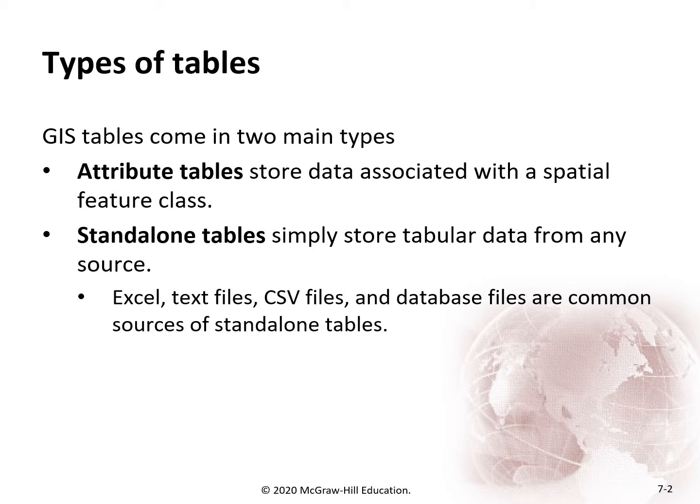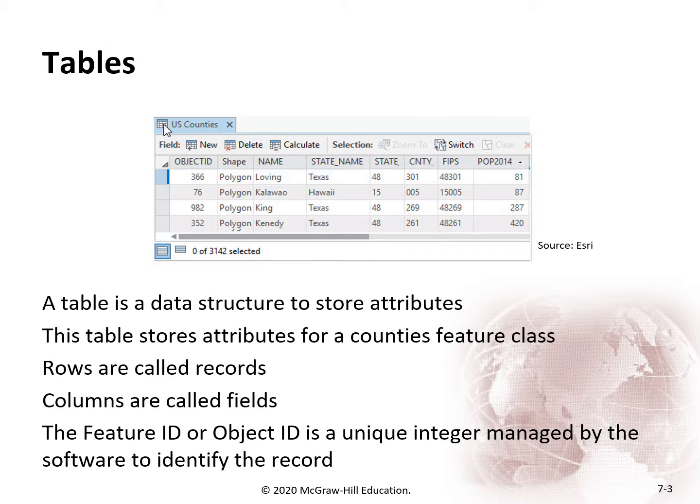GIS tables come in two types: attributes and standalones. Attributes are basically ones that are stored with the special feature class, and standalone is simply a table of data. Excel files, CSVs, that kind of stuff. Tables are just a generic structure of how data is stored in databases. Columns and rows in GIS, columns are called fields and rows are called records. And then feature ID or object ID is this unique identifier that lets the software identify a particular record.